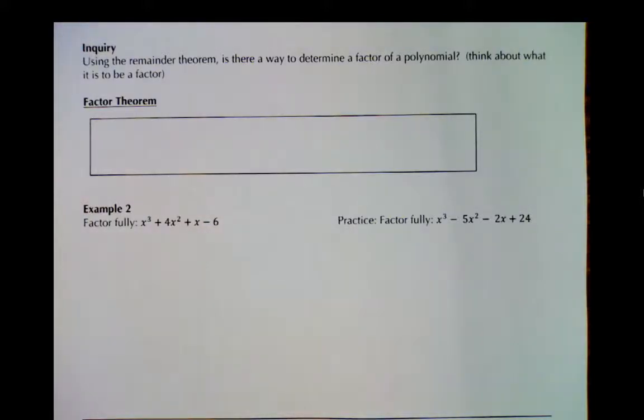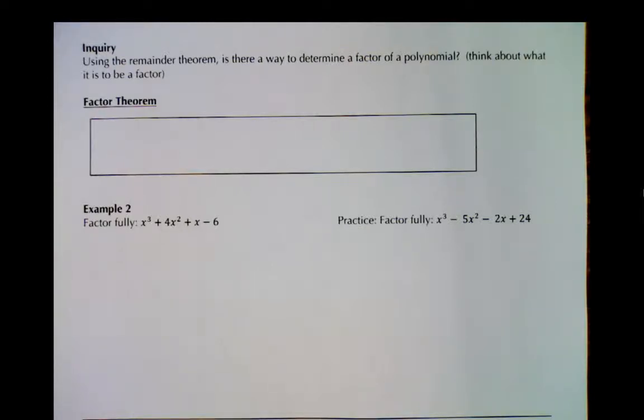Okay, this is part 2 of lesson 3.6, and this is about the factor theorem. Basically, the factor theorem is very similar to the remainder theorem, except it's in a specific case. So an inquiry question is, using the remainder theorem, is there a way to determine a factor of a polynomial? And it says, think what it means to be a factor.